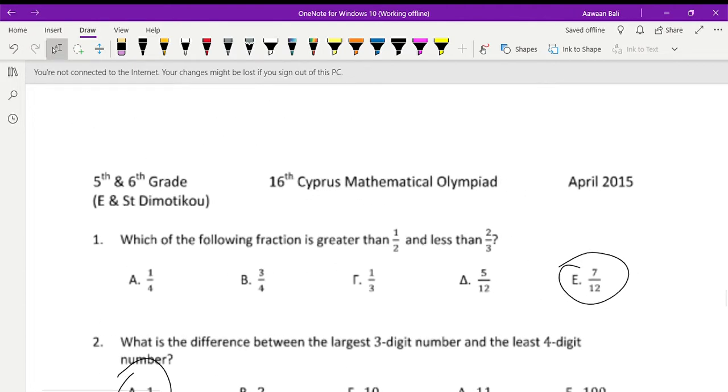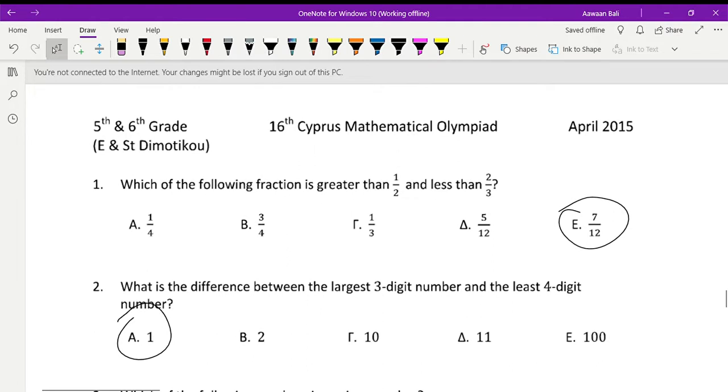Now, question number 1. Which of the following fractions is greater than a half and less than 2/3? To find this, you basically need an LCM, a common multiple actually, because none of these denominators are 6. Since the lowest common multiple you can find is 6, since 2 times 3 is 6, 3 times 2 is 6, obviously. So what we have to do is we can find 12 first.